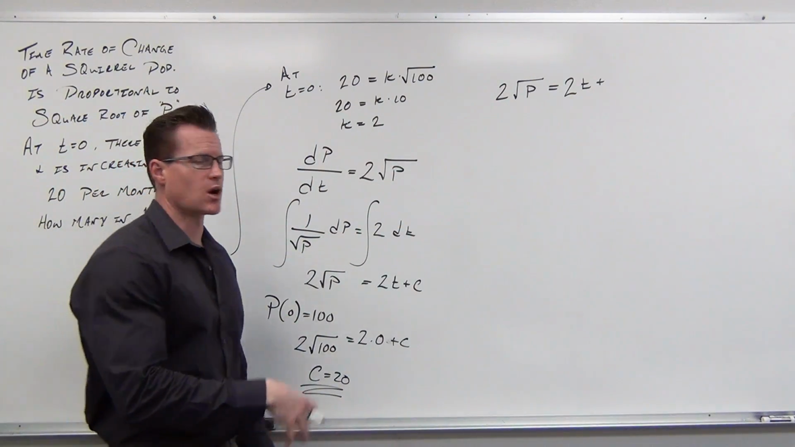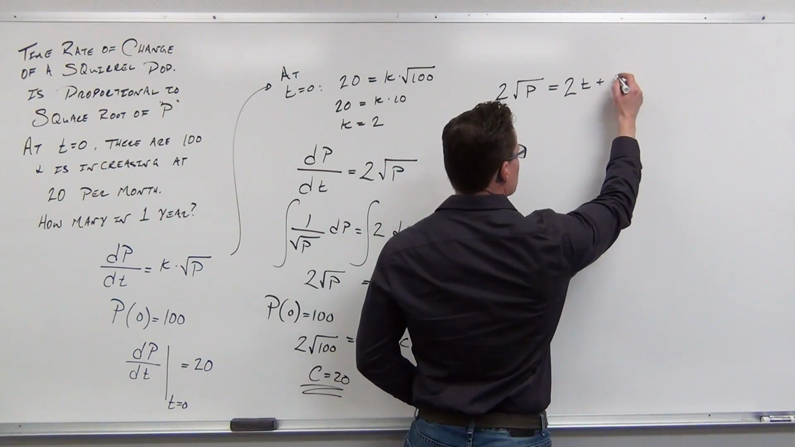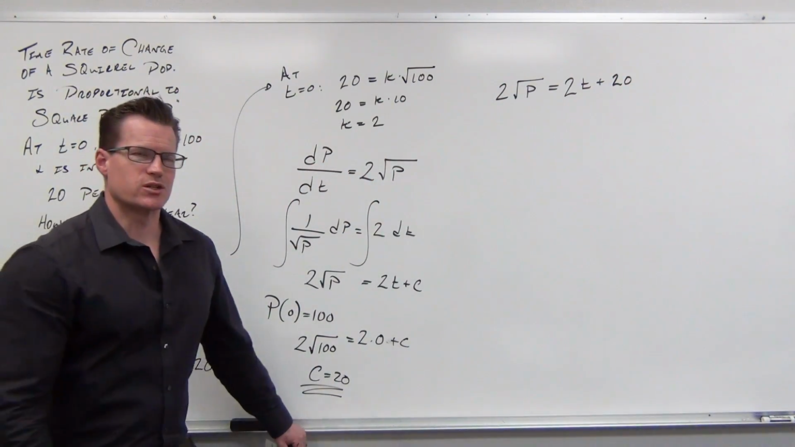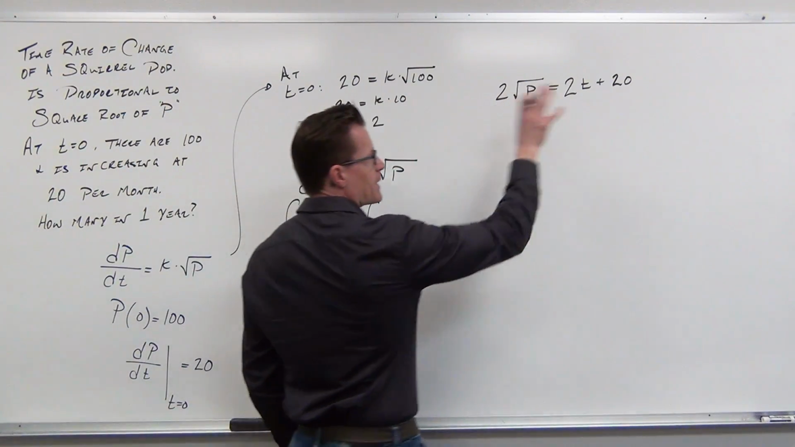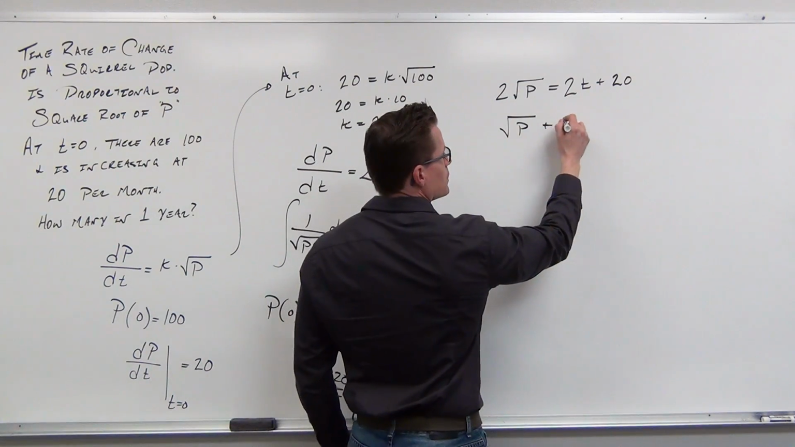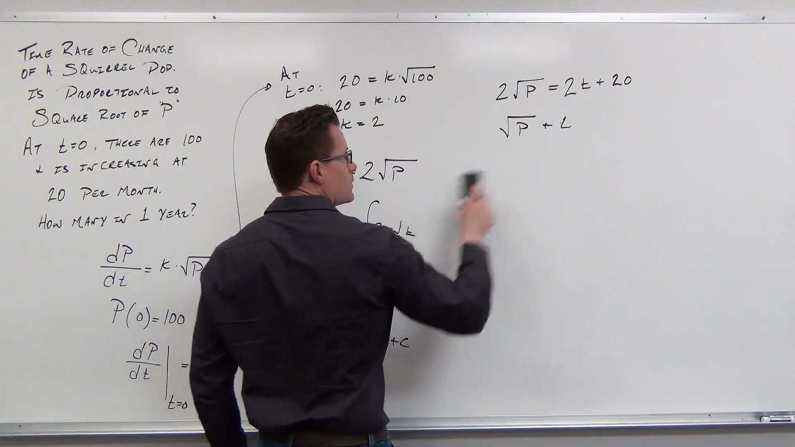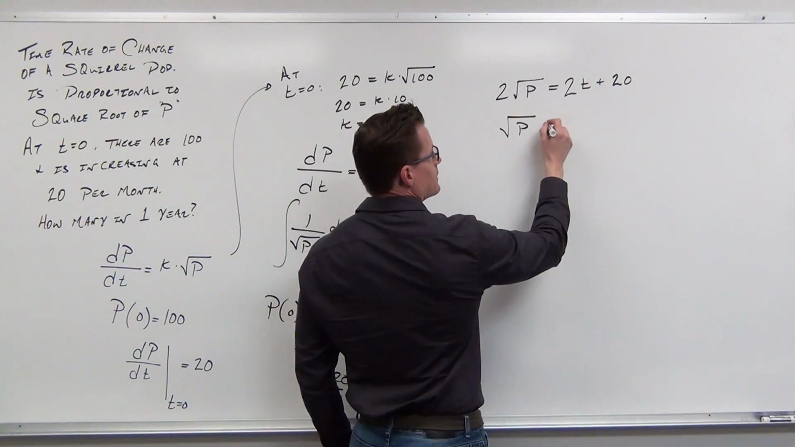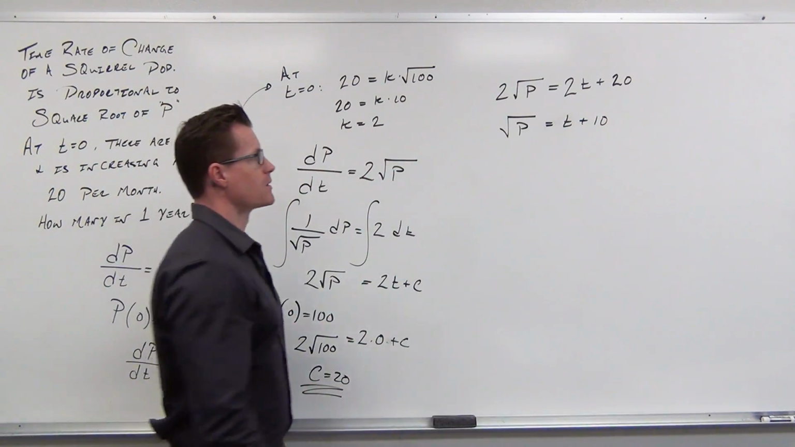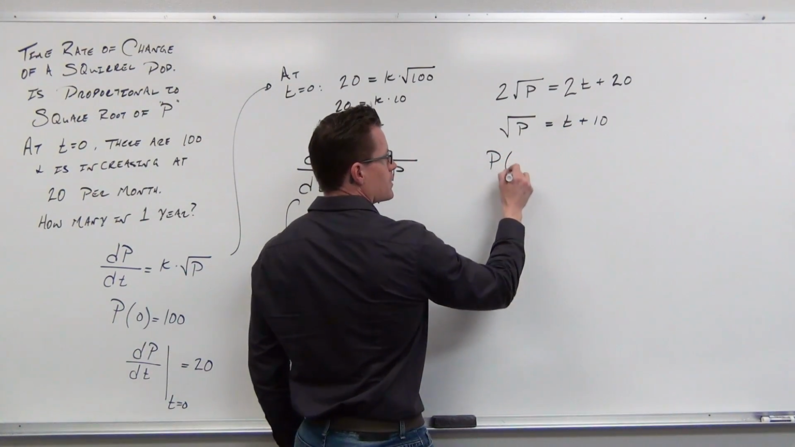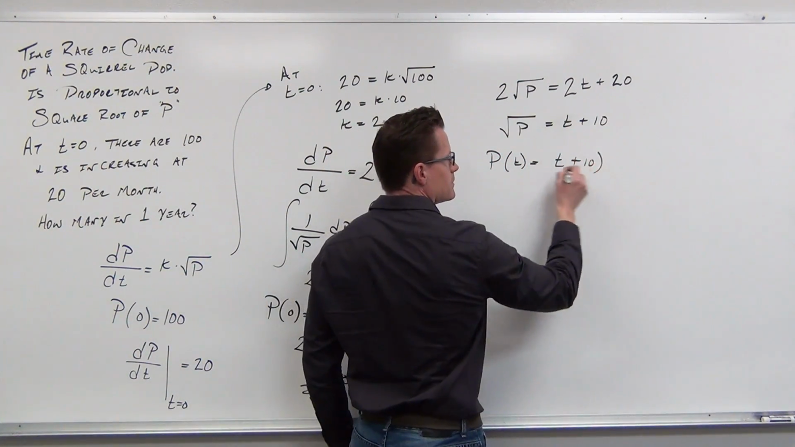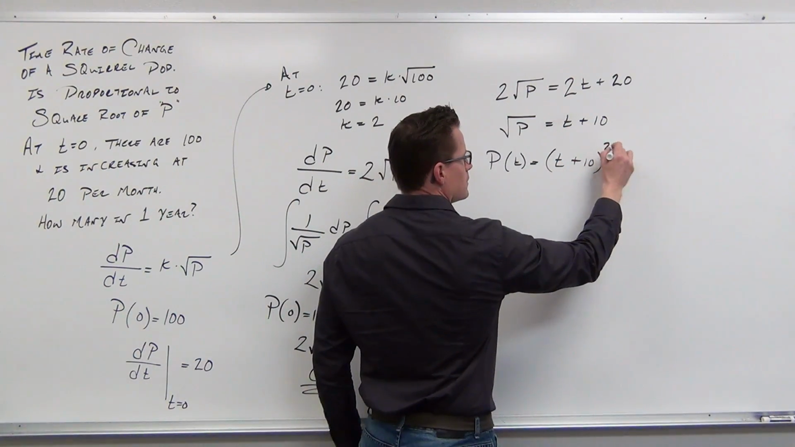This was an initial value problem. It told us the initial value was 100 squirrels. And now look how much nicer it is. When we start dividing by 2, we can get a constant that we know, understand, and don't have to solve for again. So we're going to get t plus 10. And if we square both sides, we'll get that the population with respect to time is given by this equation, t plus 10 squared.